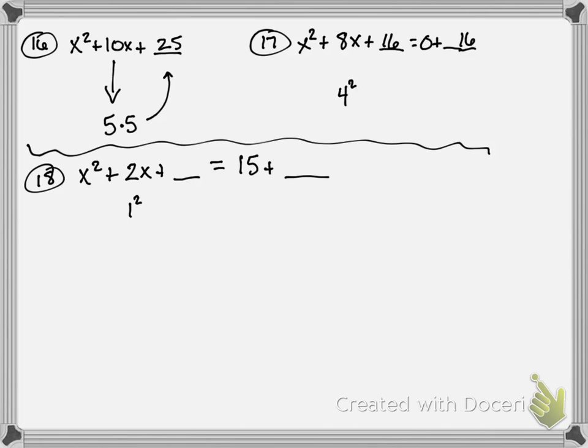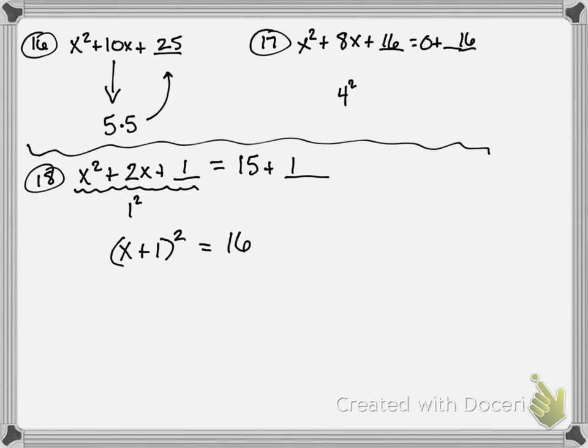What's 1 squared? 1. So the 1 goes on each side. So this problem turns into, all right, I factor this part. That part factors to be x plus 1 squared equals 15 plus 1, which is 16.